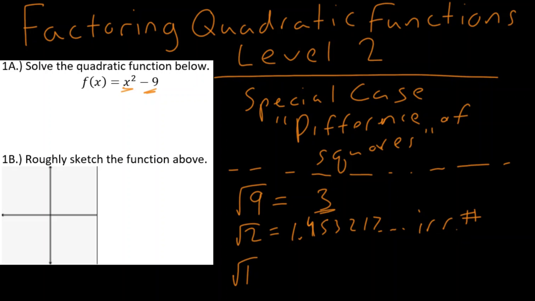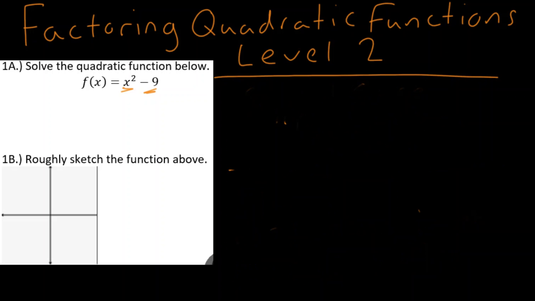So what's another example of a perfect square? Well, we could take the square root of 16. That's 4. We could take the square root of 25, that's 5. We could take the square root of 49, that's 7. Understand this whole page, these whole level 2 problems, they're all going to revolve around things that are perfect squares. So with that being said, let's clean this up and let's solve problem 1a.